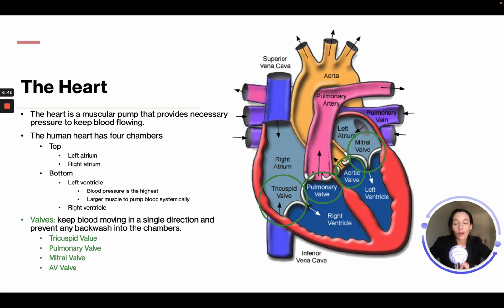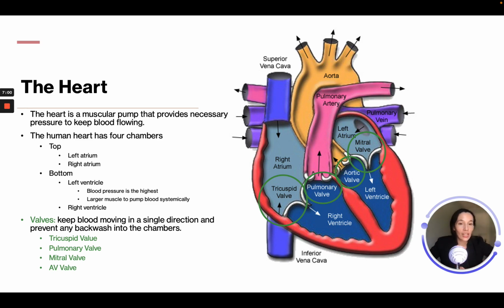Now, there are various valves. So we have the tricuspid valve, the pulmonary valve, the aortic valve, and the mitral valve. And this keeps blood moving in a single direction and prevents any backwash into the chamber.